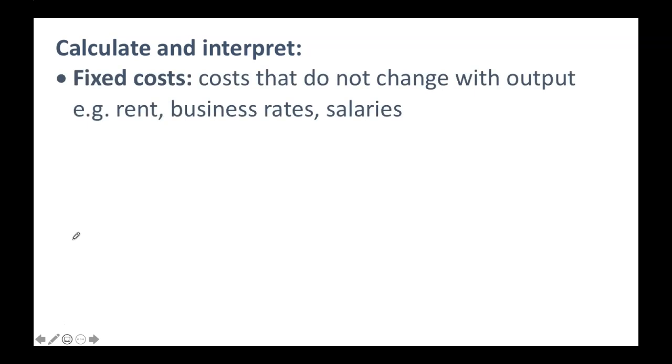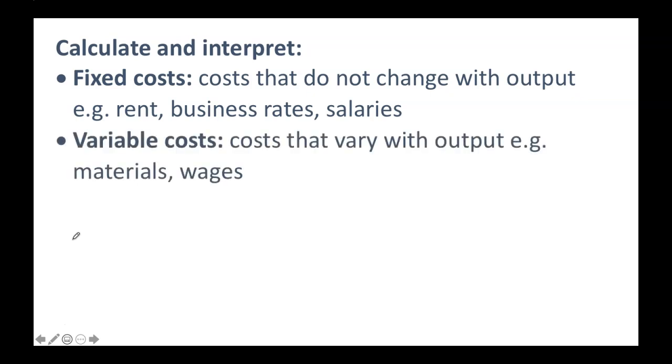So if we're looking at some of the calculations, and a few more, breaking down costs into a little bit more detail. Fixed costs, these are costs that don't vary with output. The business has to pay them whether they produce 100 units, 1,000 units or 0 units. So rent, business rates, that's like council tax for businesses, salaries as well. Variable costs, though, these are costs that do vary with output. So your materials, your raw materials, your wages.